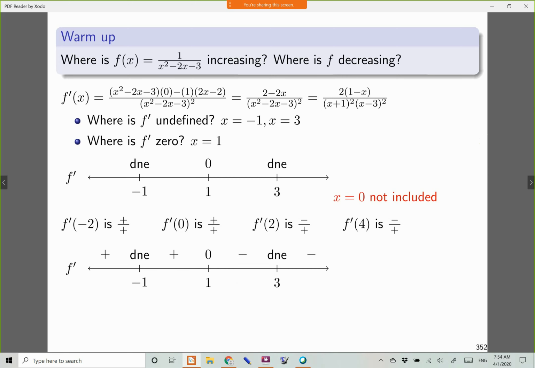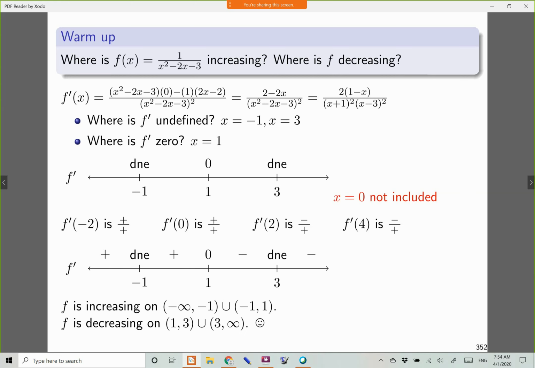Okay, there's our completed sign chart for f prime, and we can now use this information to say something about f, right? Something about f prime tells us something about f. So the plus signs for the first derivative tell us that for those same x values, that's where f is going to be increasing.